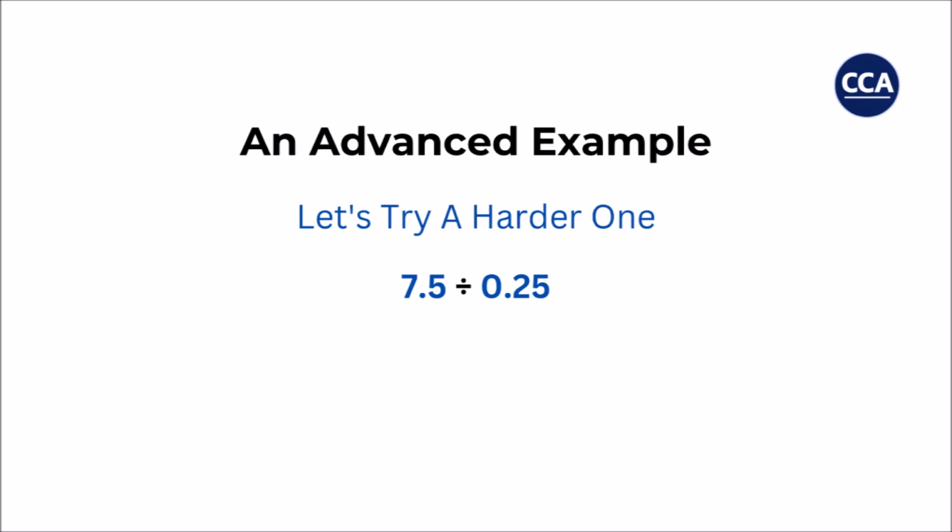Now, let's solve a more advanced example. The divisor is 0.25. We need to make it a whole number. Move the decimal point in the divisor 2 places to the right. Do the same to the dividend. Now the problem becomes 750 divided by 25. Much easier, right? 750 divided by 25 equals 30. So, 7.5 divided by 0.25 equals 30.